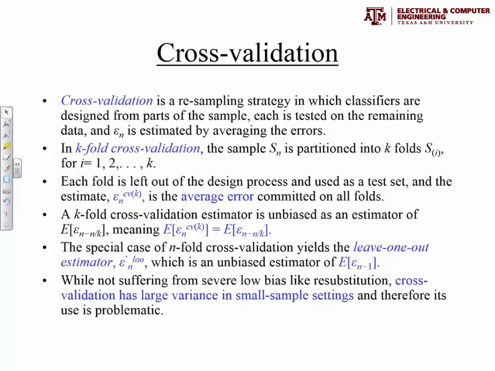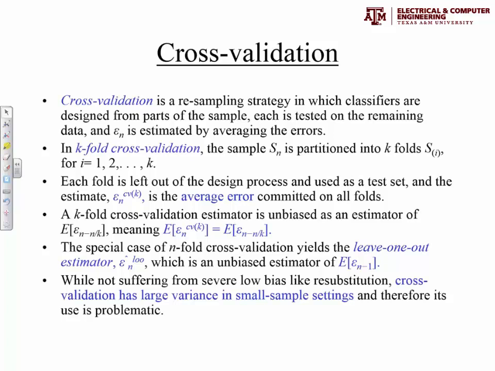Folds S sub i for i equal to 1, 2 up to k. Each fold is left out of the design process and used as a test set, and they estimate epsilon n CVk, the k-fold cross-validation estimate, which is the average error committed on all the folds. So you leave the first fold out, design the classifier on all the other folds, test it on this fold, and look at the error. Then leave the second fold out, design on all other folds, again evaluate the error, and then average that out. That is the estimate that you're going to use.